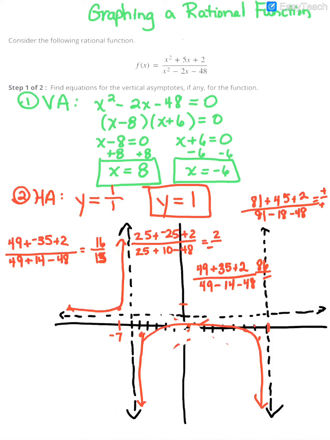So let's see, 126 plus 2 would be 128 on top. And if I take 81 and I subtract 18, that gives me 63. And then I subtract another 48. Then I'm left with 15. So yeah, definitely bigger than 1. So this piece would go like this. And that is the graph of that rational function.